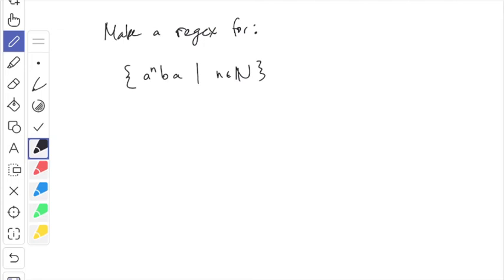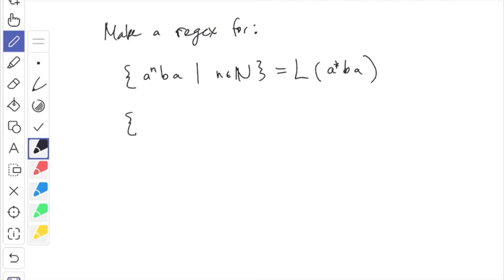Yeah, A star BA. To be technical about it, you could write it this way: that set is equal to the language generated by A star BA. This means any number of A's, first of all, followed by a B, followed by an A. Great. Sometimes you can just look at the set theory description and more or less translate it symbol by symbol, although that's usually not going to work out.